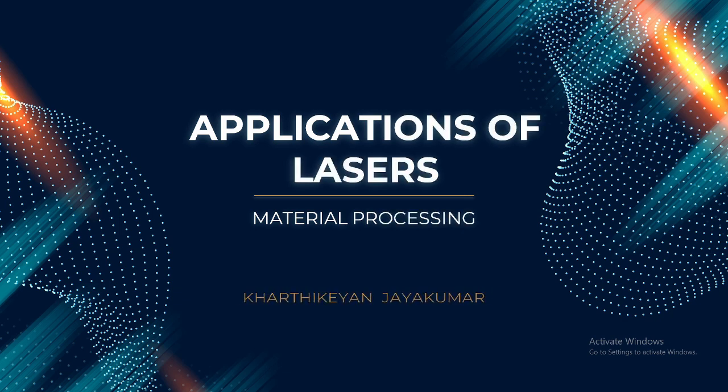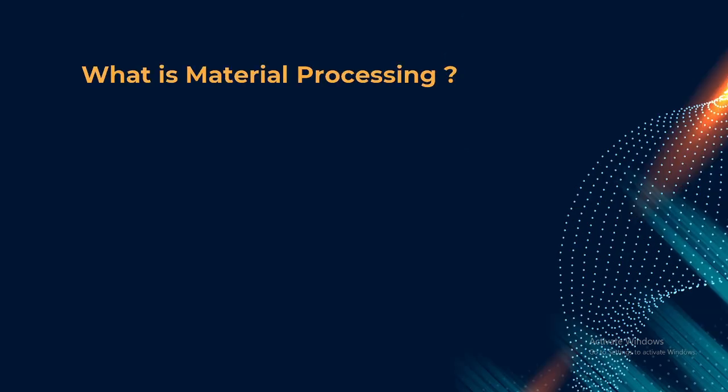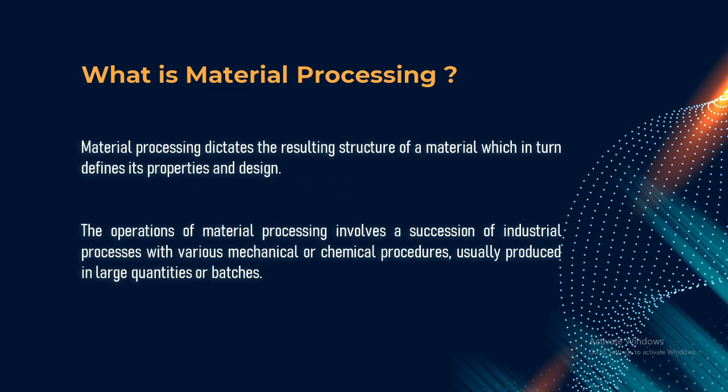Applications of lasers in material processing. What is material processing? Material processing dictates the resulting structures of a material, which in turn defines its properties and design. The operation of material processing involves a succession of industrial processes with various mechanical or chemical procedures, usually produced in large quantities or batches.